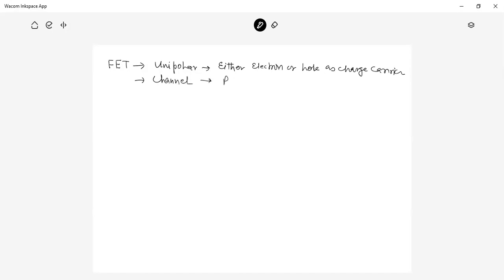Channel is, there is a P channel or N channel. So this channel is similar to a canal, in which water is flowing. So what do you mean by water is flowing in a canal?